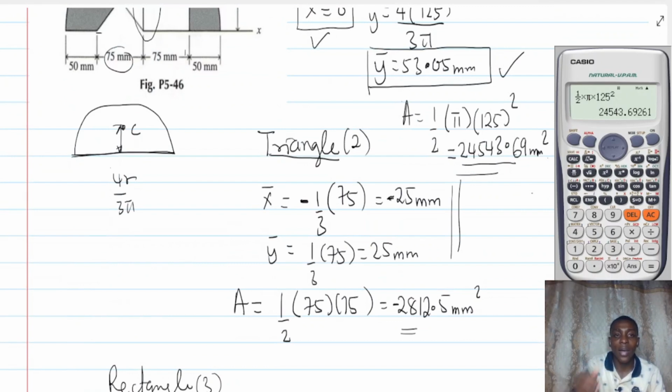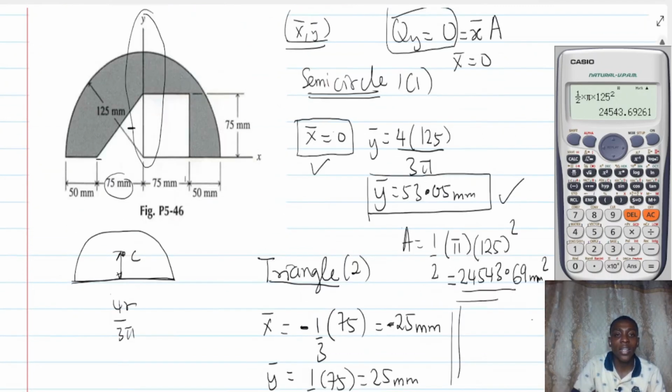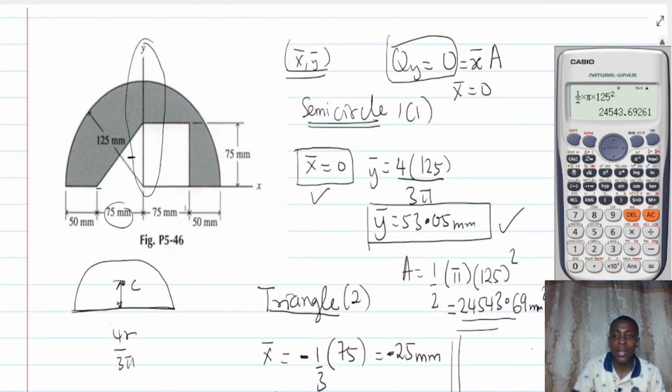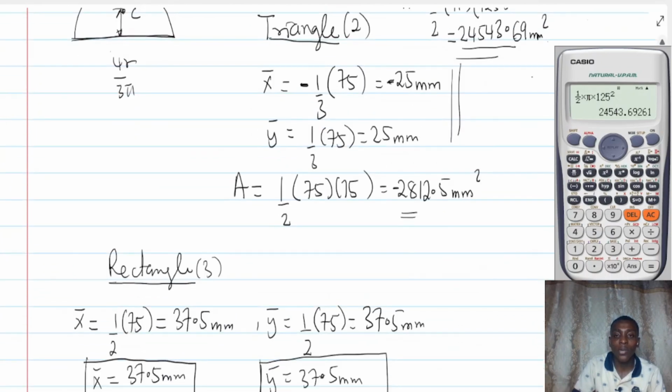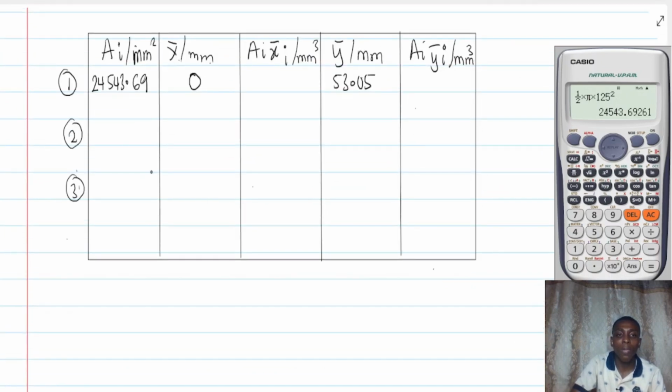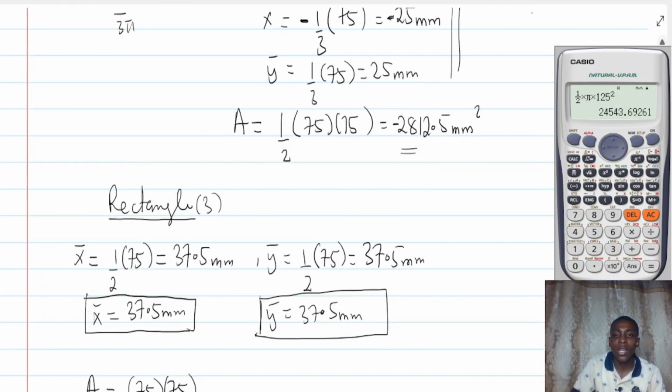So it's like an area, a portion which has been taken outside the actual area. And so for the triangle, the area is what? Minus 2812.5. Is that right? All right.